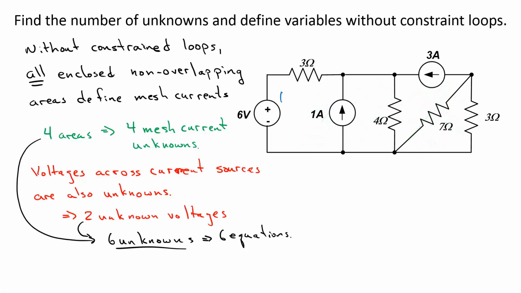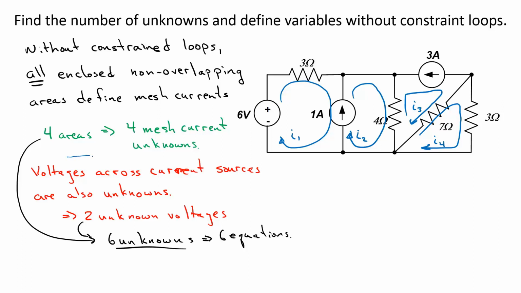First, we have 4 mesh currents. I'll call this one I1, I'll call this one I2, this one's going to be I3, and this one's going to be I4. Those mesh currents are going to go around the perimeters of the enclosed non-overlapping areas we defined up here.